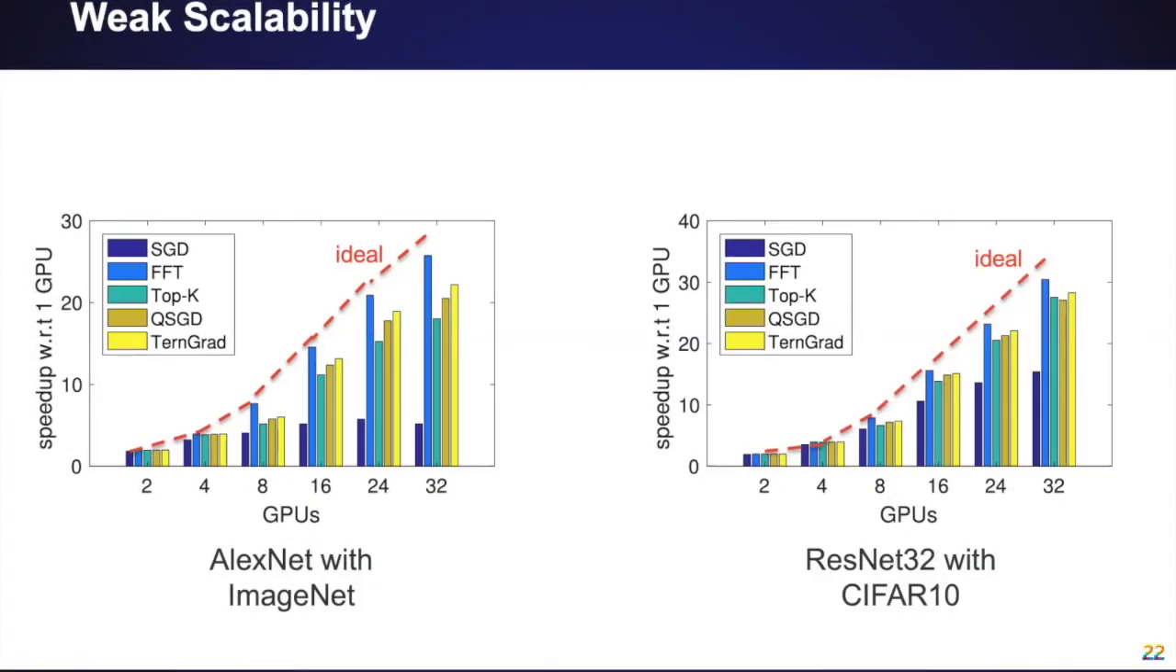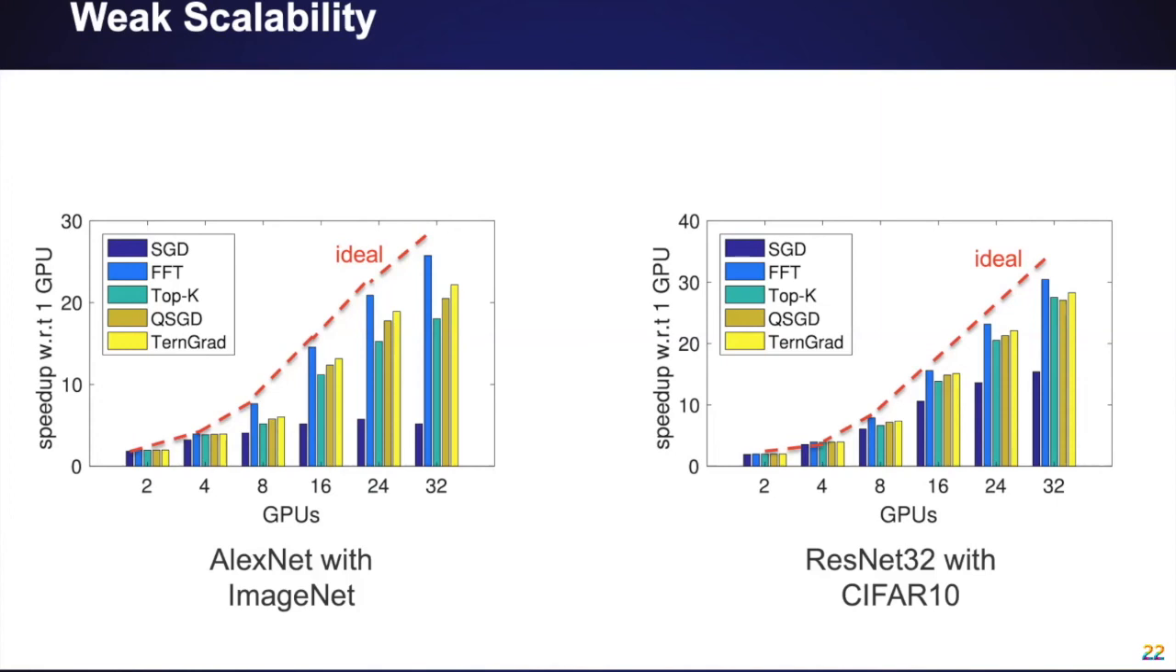Last, I'm going to show the result of weak scalability, starting from 2 nodes to 32 nodes. In the weak scalability experiment, the batch size per GPU is not changed while increasing the number of GPUs. So the overall communication increases linearly with the increasing number of GPUs. The y-axis of the figure is the speedup relative to a single GPU, so the higher the better.